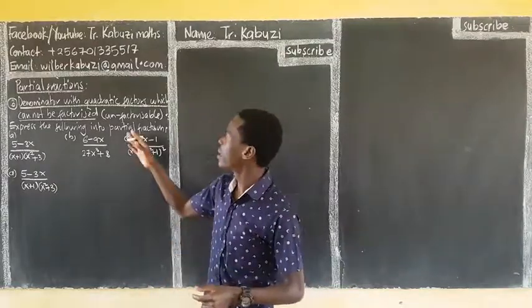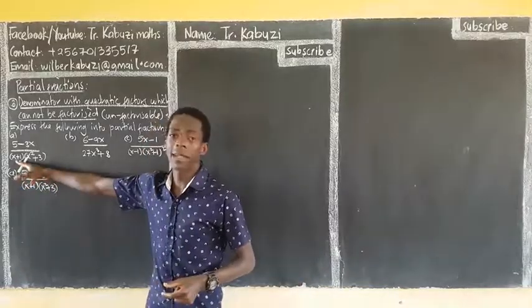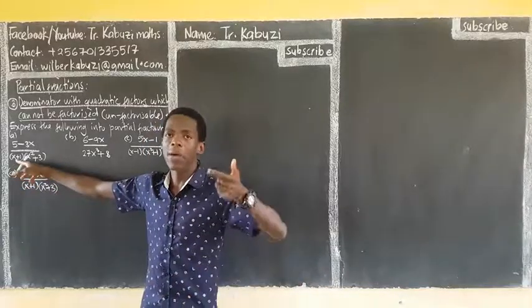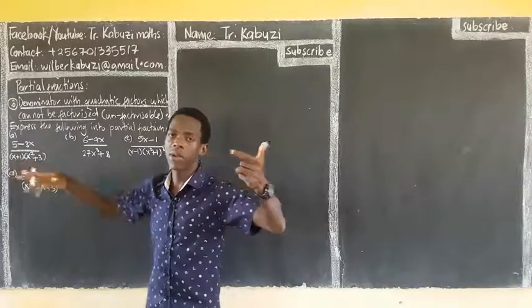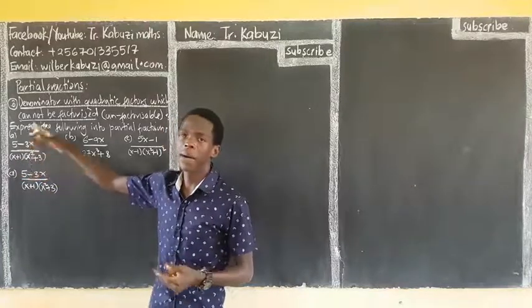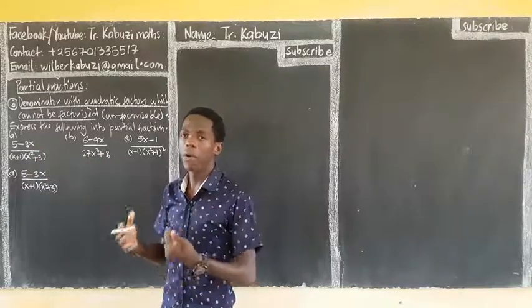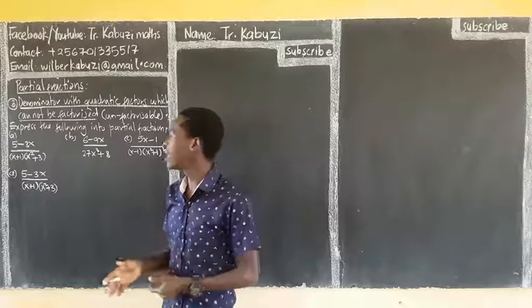Now, to handle these ones, we say you look at them. If the factor is linear, the numerator is going to be a constant when we are partializing it. And if it's quadratic, it means that the numerator is going to be linear, because we say it always should be proper, so it should be a power less.